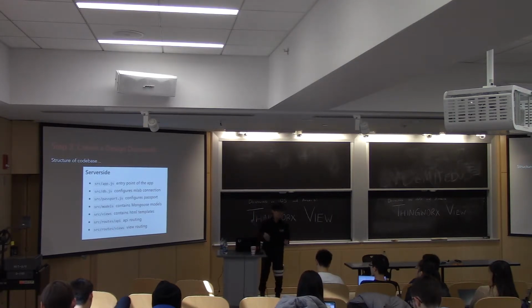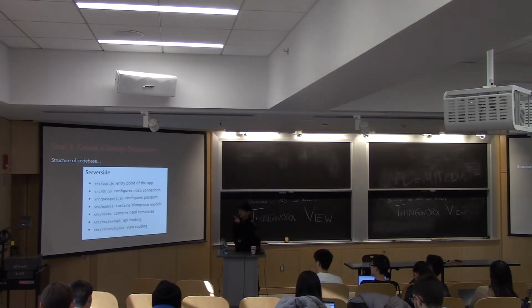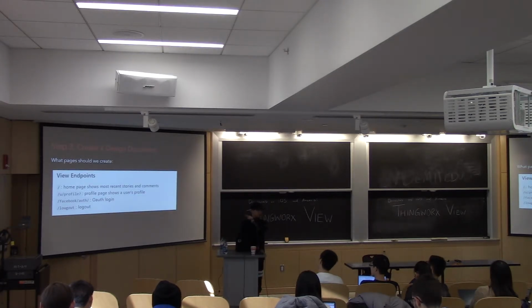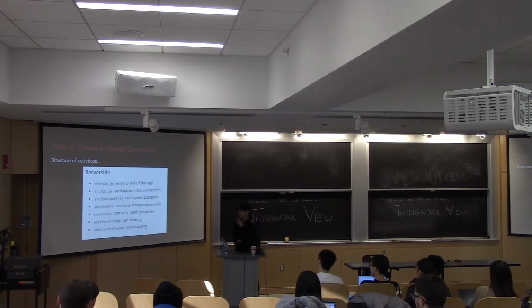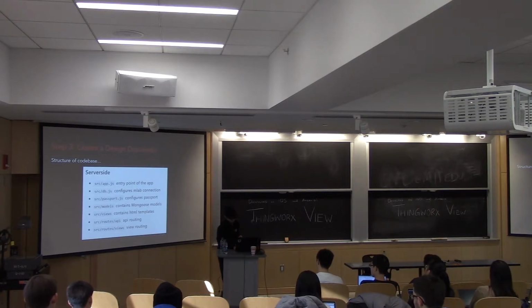So you see app.js is the entry point of the application. db.js and passport.js are configurations of the different packages and libraries we're using. Models is where we keep our Mongoose models. Views is where we keep our HTML templates. And API and views: the first one refers to these endpoints, and the second one, views, shows you what pages you should be able to reach. And the code that tells you that information is stored in these routes.